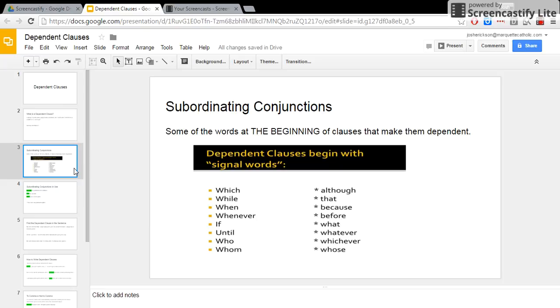The way that this happens is that they have a subordinating conjunction. I've talked about AWUBIS words. These are AWUBIS words, and then some other ones. Some of these words shown here, there are more than this, you will see at the beginning of clauses. If you see them at the beginning of a clause, that makes that clause a dependent clause. You can see some of these words are which, while, when, whenever, a lot of W words, although, that, because, and so forth. So we're going to look and see how these look in a sentence to show you what we're talking about here.